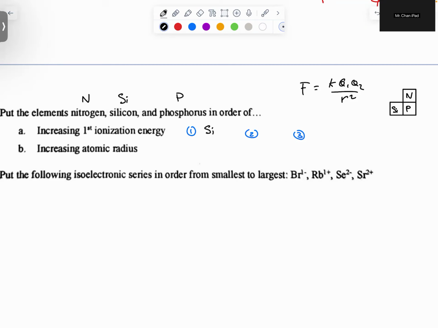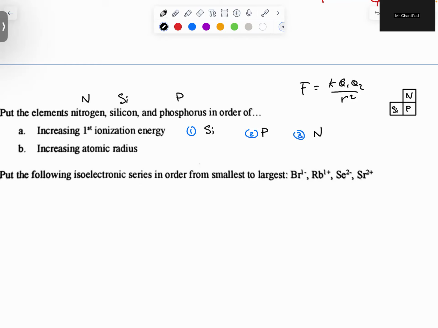So the first one is silicon, because compare silicon and phosphorus. Phosphorus has a greater effective nuclear charge, therefore it has a stronger attraction, and therefore it's harder to remove the first electron. Because silicon has 14 protons, phosphorus has 15 protons. The effective nuclear charge for silicon is 4, while the effective nuclear charge for phosphorus is 5. And then the highest will be nitrogen, because it's closest to the nucleus.